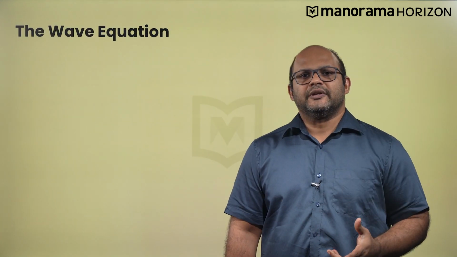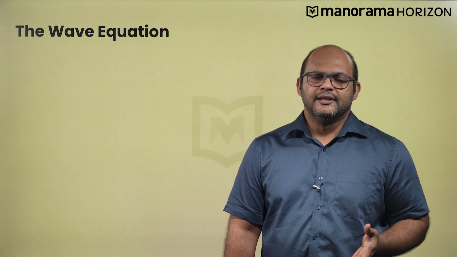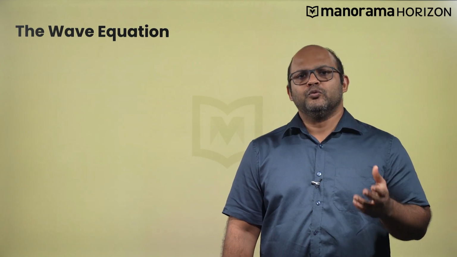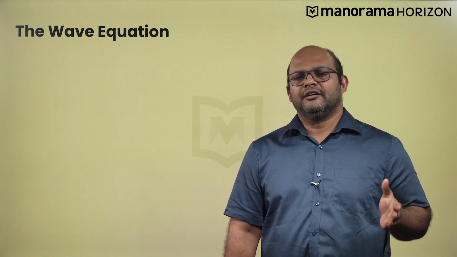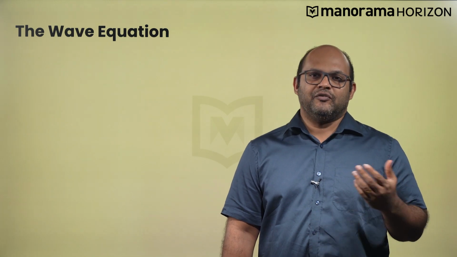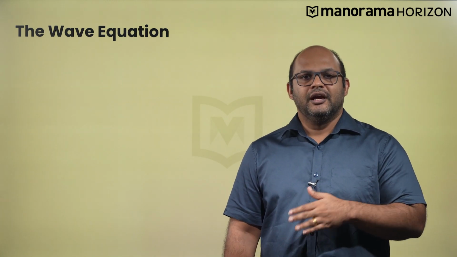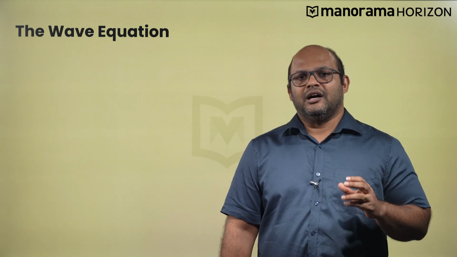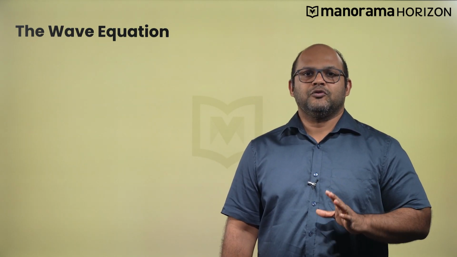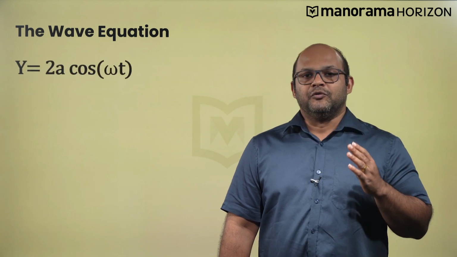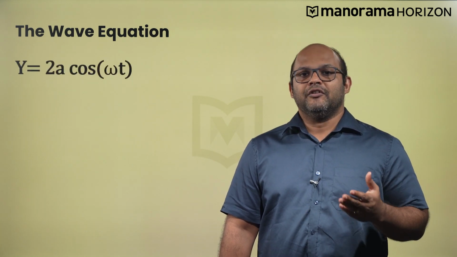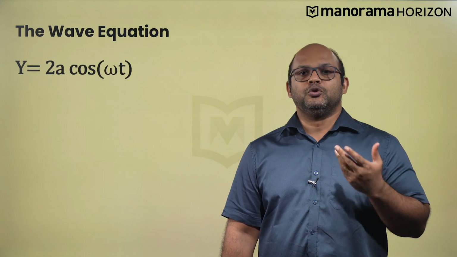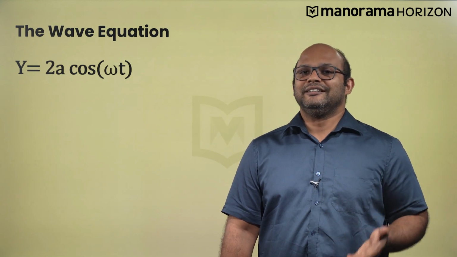But how do we express all this mathematically? Let's say we are dealing with two waves which are completely identical in every regard. So we have y1, that is a cos omega t, and y2, which is also a cos omega t. If these two waves are adding up perfectly or they are superposing constructively, then what we are getting is a new wave given by capital Y, which is equal to 2a cos omega t.